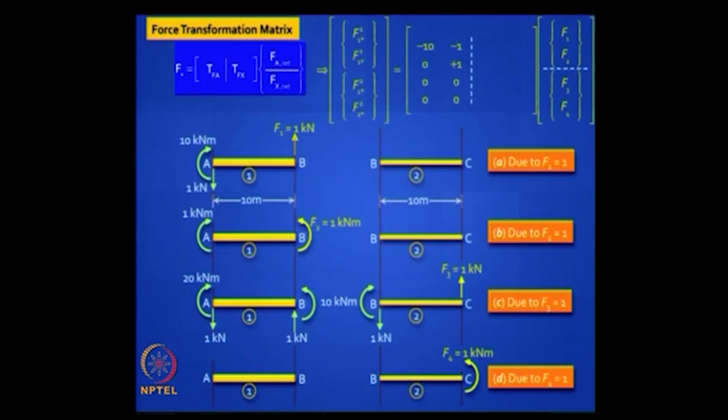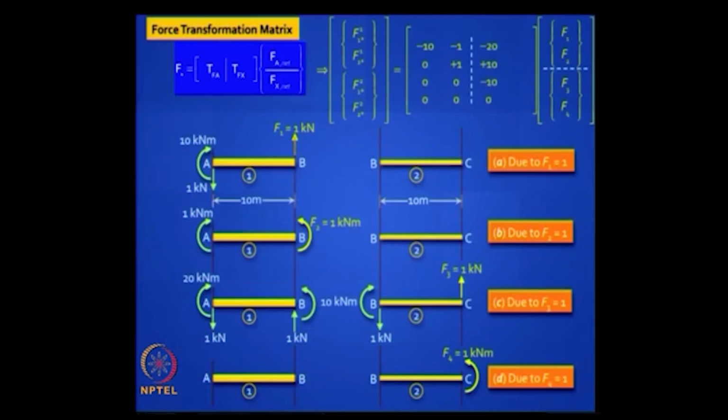1 into 10 is 10 kilonewton meter. That 10 kilonewton meter will act clockwise at B in BC and anti-clockwise at B in BA, because every action has an equal and opposite reaction, got it. But you can see clearly that it is a sagging moment for both, and the moment you get at A will be 1 into 20, that is 20 kilonewton meter acting clockwise. Is easy. Now tell me how to fill the third column.